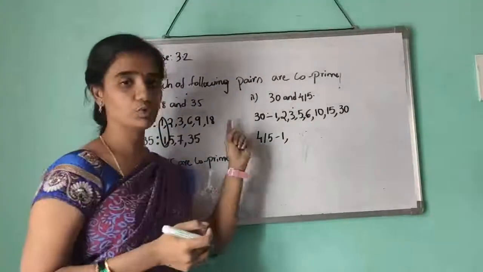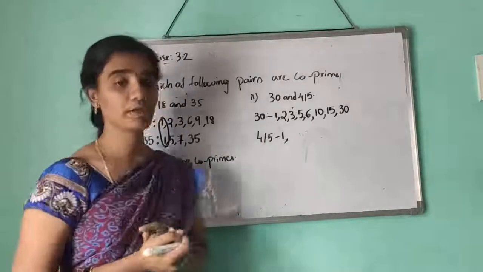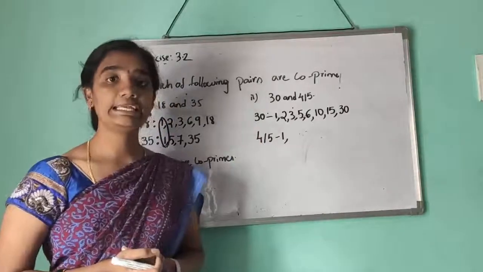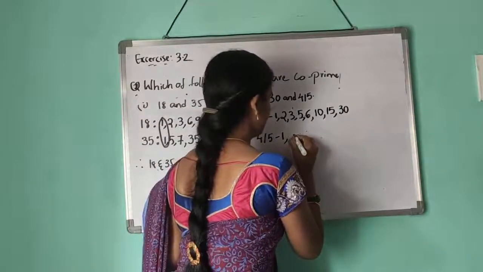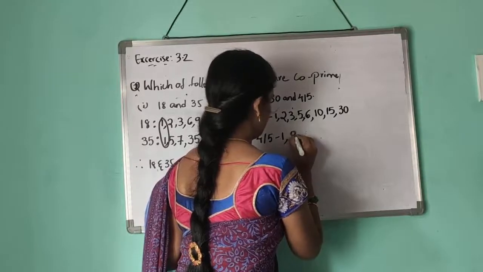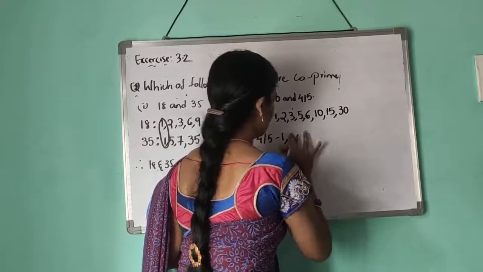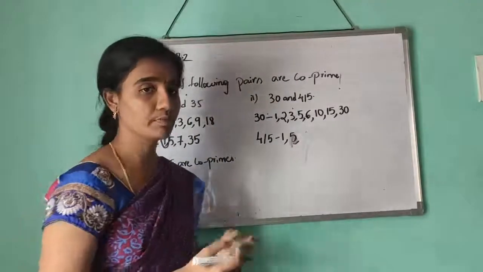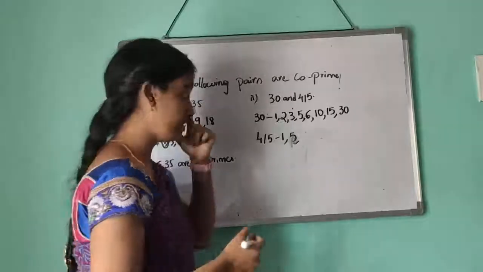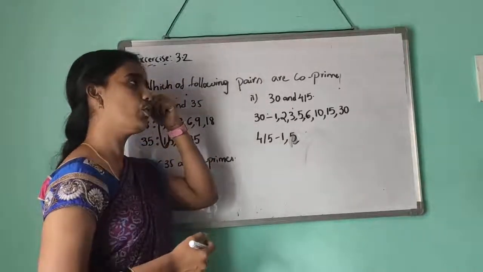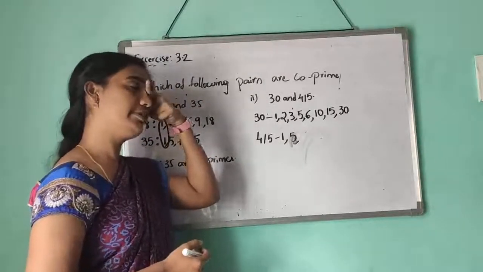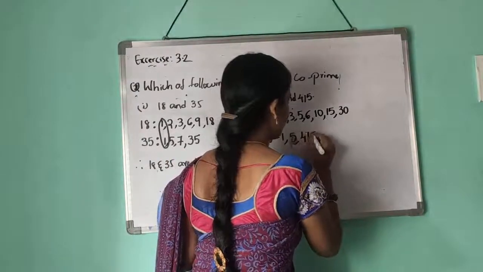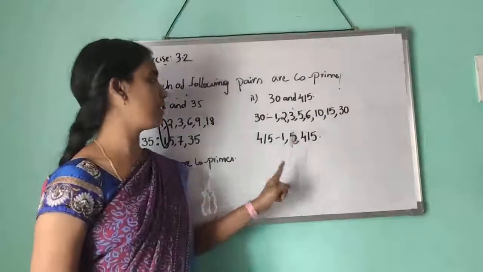Then coming to 5. How many times is 415 divisible by 5? 83 times. So 5 is also a factor of 415. Then 415 divided by 415. Yes, 415 is divisible by 415. So these are the factors of 415.